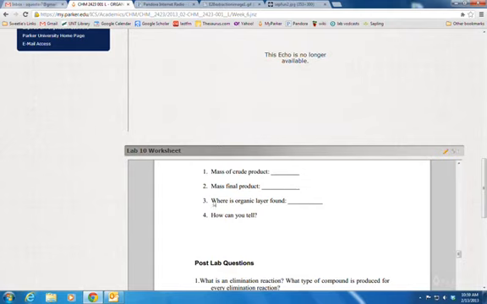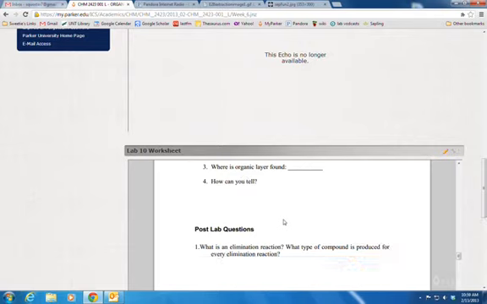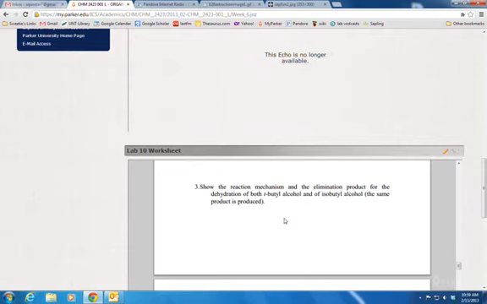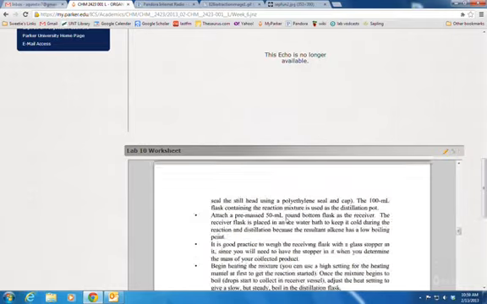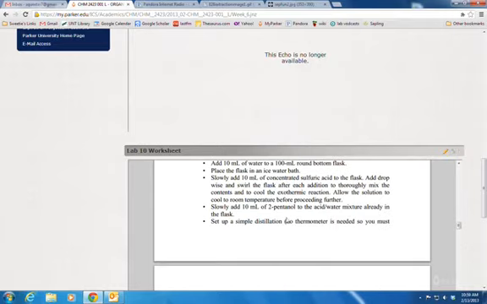Think about where the organic layer would be found. Think about what I said earlier and how you can tell. That should help you with this lab, and see if you can figure this out. This is a pretty typical lab we would do in organic chemistry. This is a synthesis. We're starting with an alcohol and making an alkene. Anytime you make something, that is a synthesis. Hopefully this helps you understand this lab, and good luck.